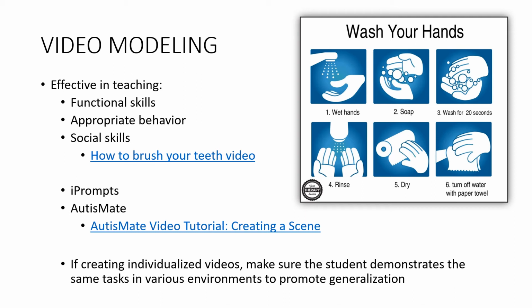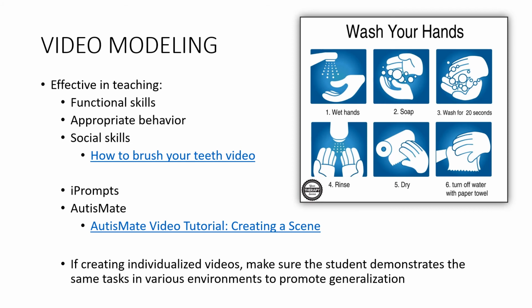3, wash for 20 seconds or sing happy birthday 2 times. 4 is to rinse, 5 is to dry, and then 6 is to turn off the water with a paper towel. So even people without disabilities often need to be reminded if they didn't know, right? So that's something that is very effective in any circumstances, especially when you want to make sure that it's actually done properly.